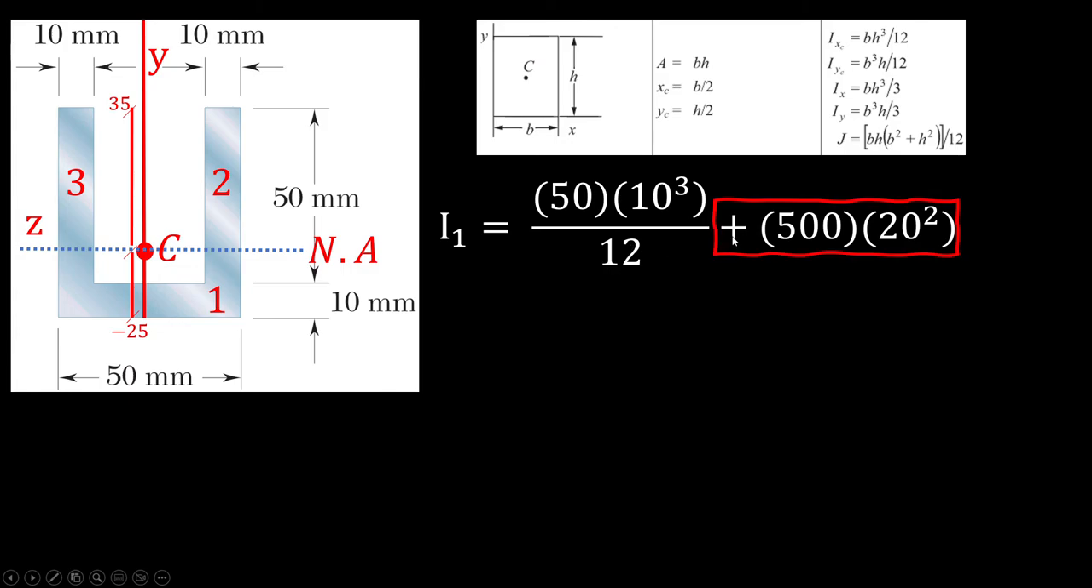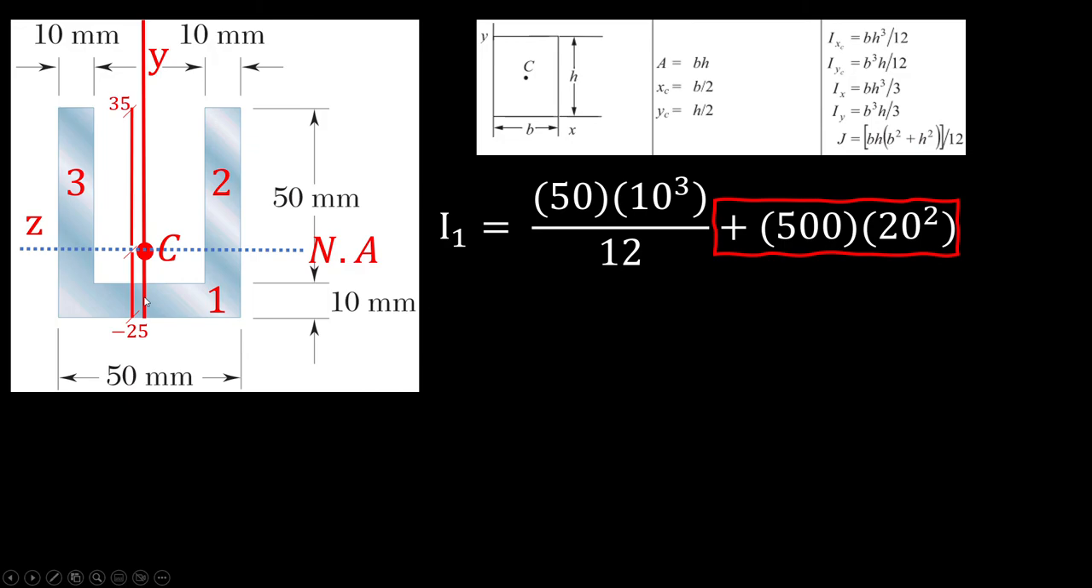But here we added these two numbers. So what are these two numbers? Well, to find the maximum normal stresses caused by bending, we need to find the area moment of inertia with respect to the centroid of the whole cross section. So for shape number 1, we need to shift the center instead. So here we have 10 millimeter. Half of 10 millimeter is 5 millimeter.